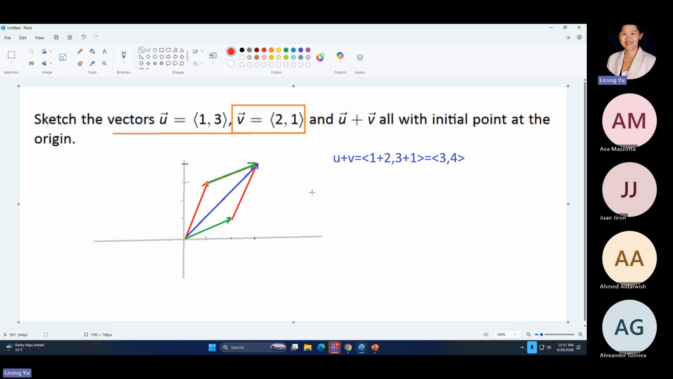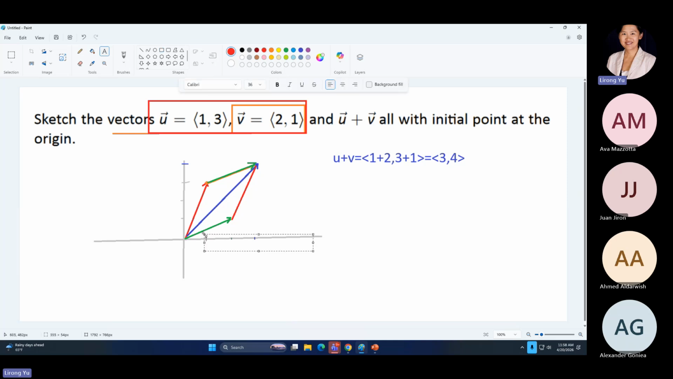Sometimes we think of the summation vector as the diagonal of the parallelogram formed by these two vectors. Or you can think of it as a triangle. This is the triangular way, versus the parallelogram way, of seeing u plus v. In the triangular way, you start with u plus v, thinking of vector u and vector v.